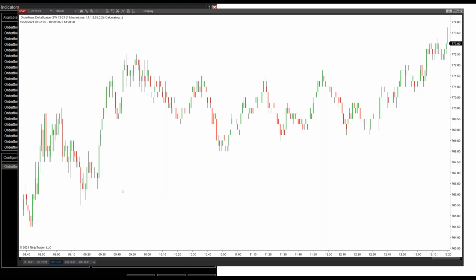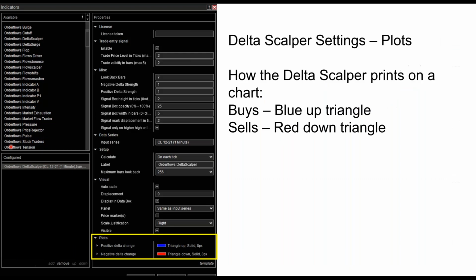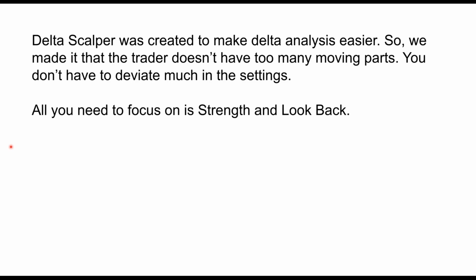So like I said, we've purposely kept the settings simple because we don't want people really going in there and changing a lot of different settings and not understanding what they're changing. You look at a lot of other indicators on the market, the free ones that come with NinjaTrader, there's things you can change, but people don't understand what they're changing in all honesty. So Delta Scalper was created to make delta analysis easier. Okay, that's why we don't have too many moving parts, right? It all moves on the back end, not the front end. So you don't have to deviate much in the settings, right?